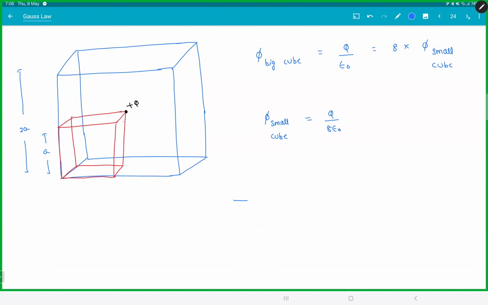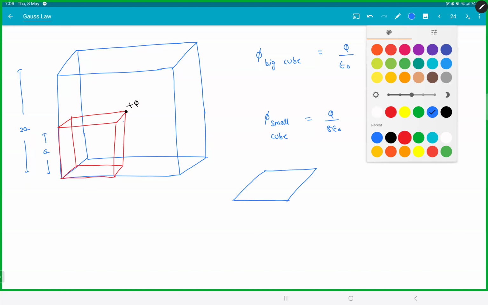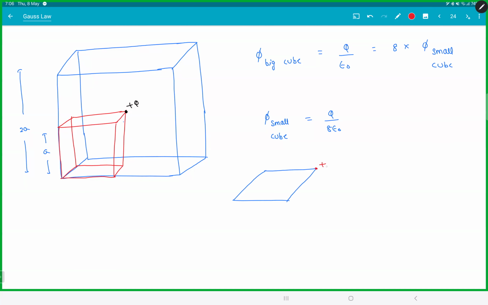Now there is something here. Listen. If you look at this face here, when you keep the charge q at this corner, how will the field lines be? The field lines will be like this, isn't it? Can you see? The field lines will be parallel to the surface. If the field lines are parallel to the surface, that means the area vector is perpendicular. So any surface that touches the charge will have field lines parallel to the surface. Is that making sense, everyone?